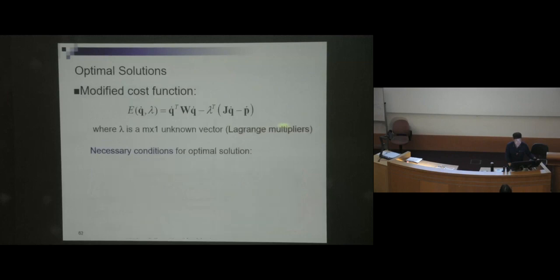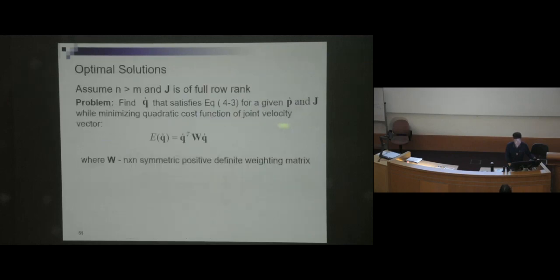Okay, please bear with me a bit more on this optimal solution. If you assume n is greater than m, that means there's a redundancy. Earlier on we put n is greater or equal to m, meaning there's still a possibility that the degree of freedom is equal to the task required. So now you have redundancy, and J is of full row rank, meaning you can find your J inverse. You want to find your Q dot that satisfies P dot is equal to J Q dot.